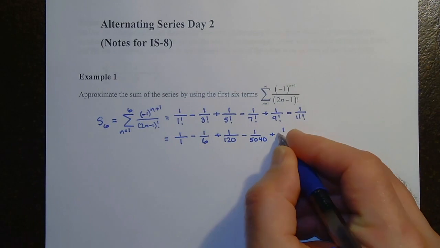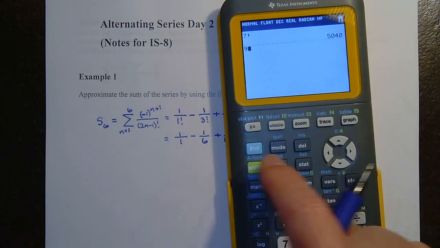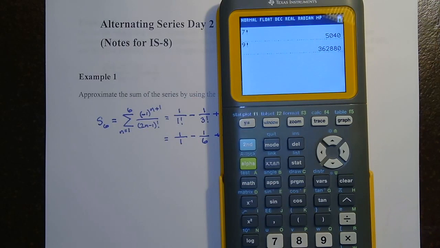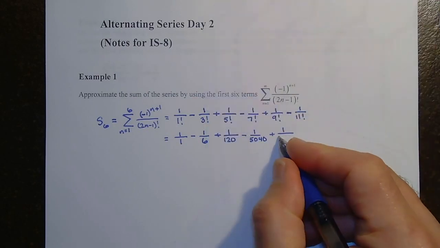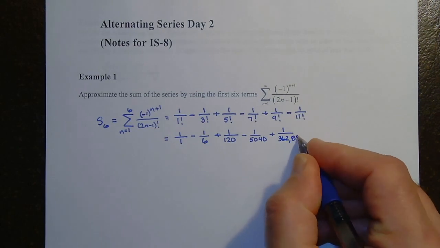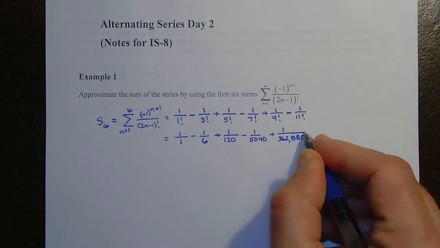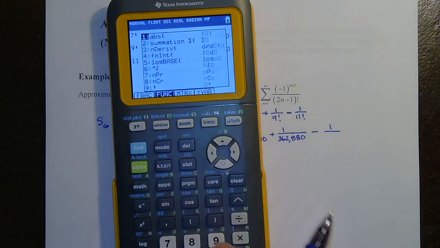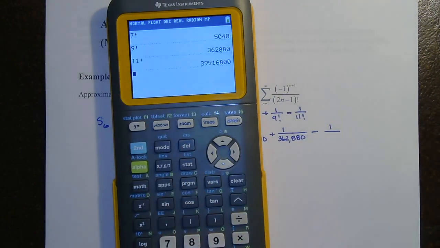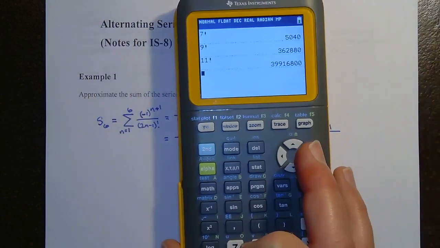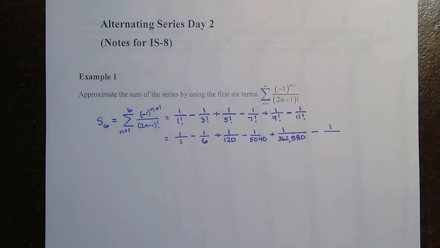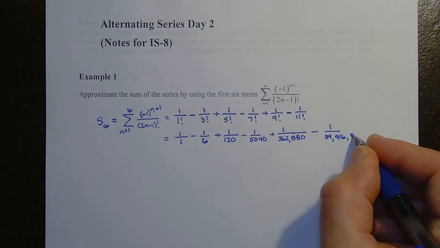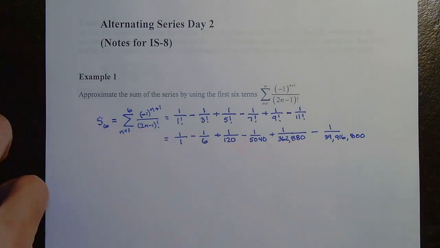And then plus 1 over 9 factorial. Again, we type 9 and then alpha, window, and then select number 9. And that would be 362,880. And then finally, minus 1 over 11 factorial. And 11 factorial would be 39 million. They get big really fast, right? 39,916,800. Okay, now we wrote every term out.